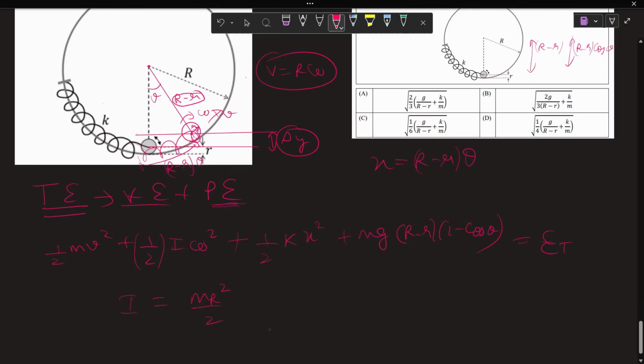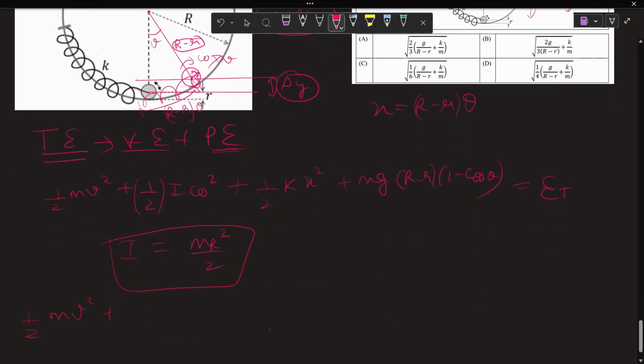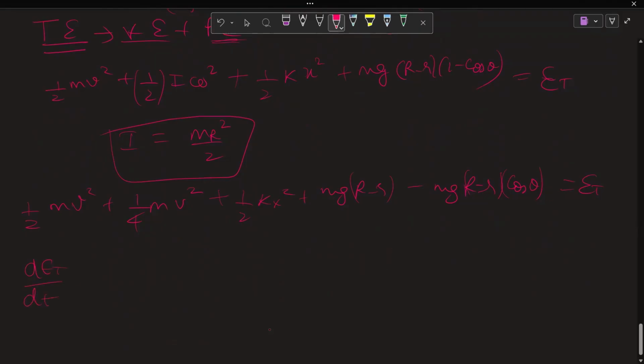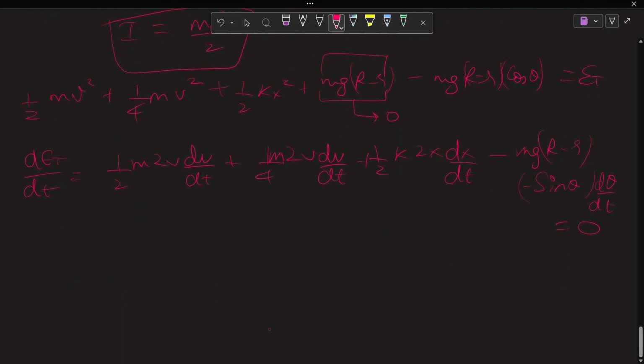I is equal to mr square by 2, right? We get half mv square plus 1 by 4 mv square, and omega is equal to v by r, so r square cancels out, plus half kx square plus mgR minus mg(R minus r)cos theta is equal to E total. Now dE by dt: we get half m 2v dv by dt plus 1 by 4 m 2v dv by dt plus half k 2x dx by dt, minus this differential will come out to be 0 because this is a constant value, minus mg(R minus r)(minus sin theta) and d theta by dt must be equal to 0. This cancels out.